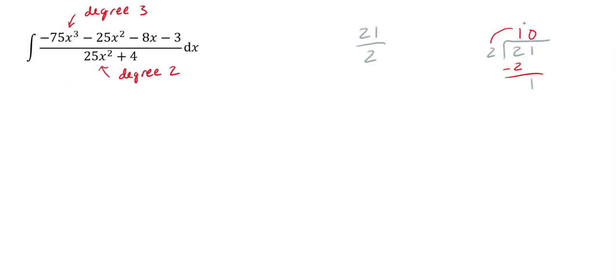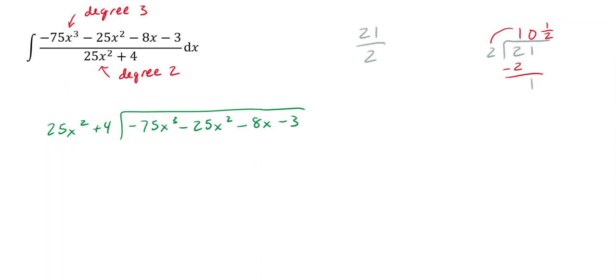And so to deal with that remainder, if I wanted a mixed number for an answer here, I take the 1 and divide it by the divisor. So I get 10 1/2 as my mixed number. We're going to do the exact same thing with our polynomials, only it's a little more complicated because we have variables in there. So let's start with that setup. The 25x squared plus 4 goes on the outside. Negative 75x cubed minus 25x squared minus 8x minus 3 goes inside.